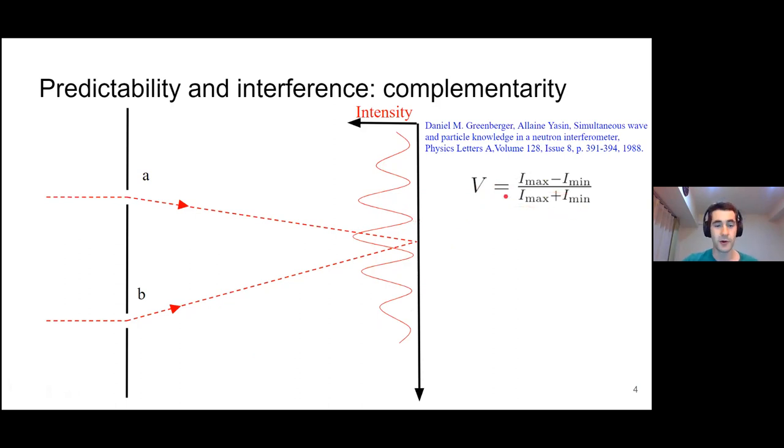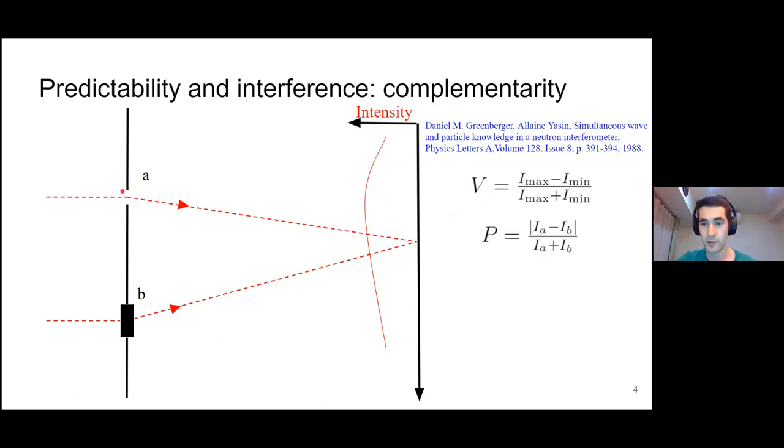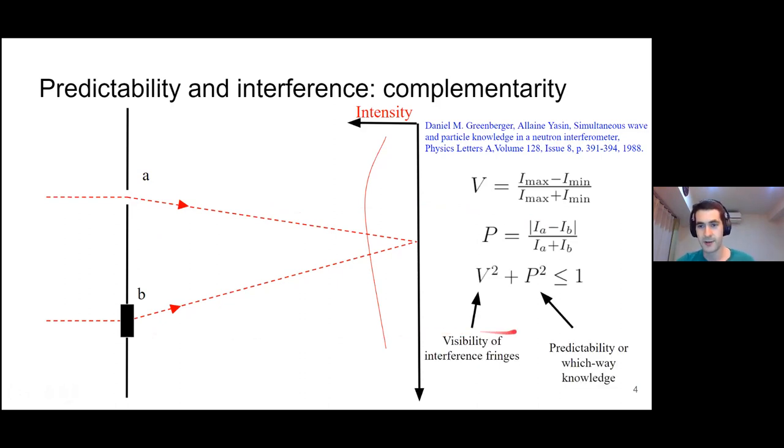Then if we were to measure the intensity in one slit, let's say slit B, the interference pattern disappears, and we can also measure the intensity in slit A, and we can define the predictability, which is basically the difference between the two intensities of light at slit A and slit B. And it is not hard to understand that Bohr's complementarity principle can be formulated like that.